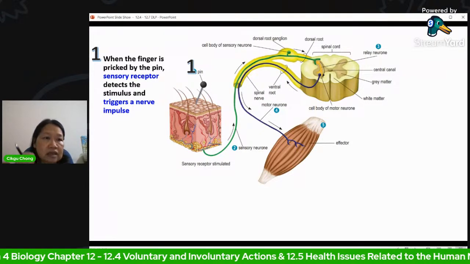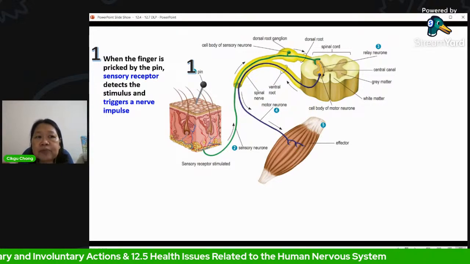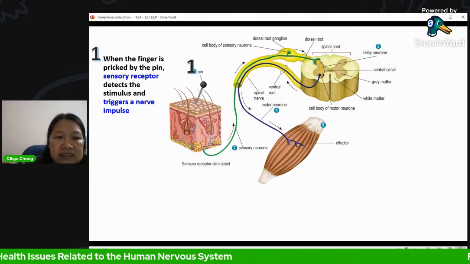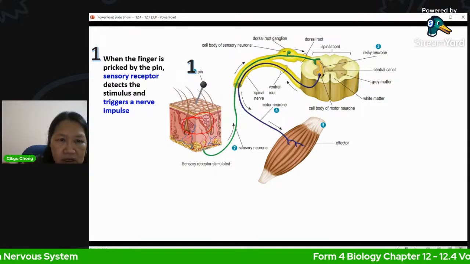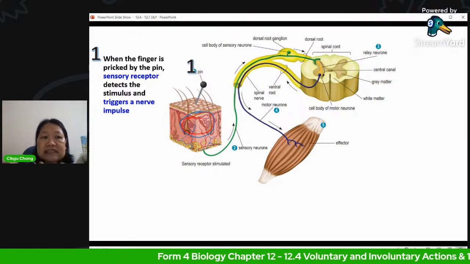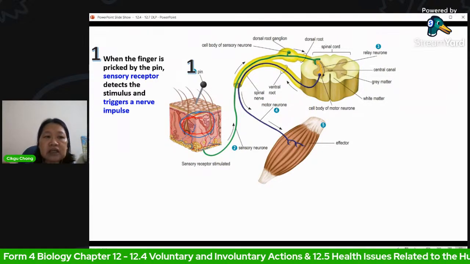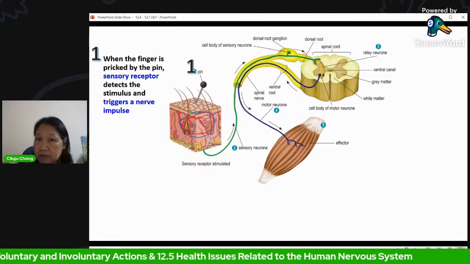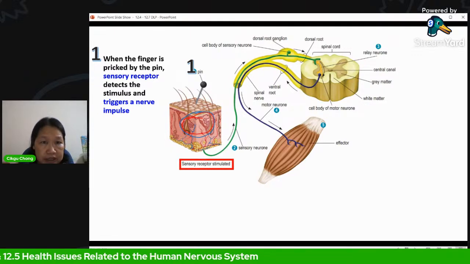The stimulus is the finger being pricked by the pin or the needle. When the finger is pricked by the pin, the sensory receptor, that means the receptor that is inside the skin, the special cells there, will detect the stimulus. The stimulus is the pin, and it will trigger a nerve impulse. So the receptor will start the impulse. So the sensory receptor is stimulated.